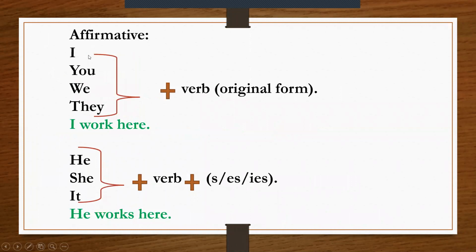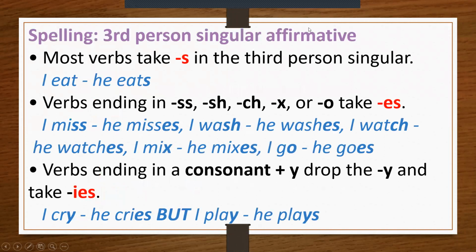For the affirmative, for I, you, we, they, we have just the original form of the verb with no conjugation. For example, I work here, you work here, we work here, etc. For he, she, and it, we use the verb plus s or es or ies depending on the ending of the verb. For example, he works here.